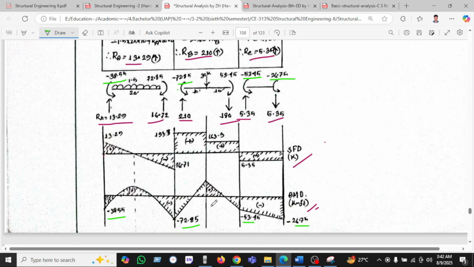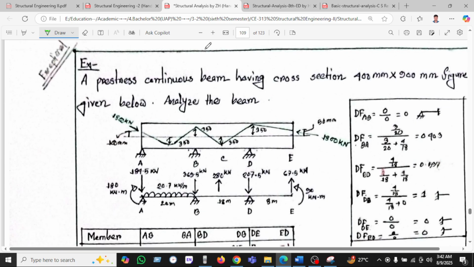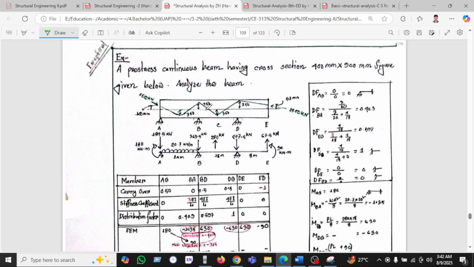So you can draw very quickly in this way, or otherwise you can draw the shear force from this diagram and then draw the bending moment. So you can see another example also.